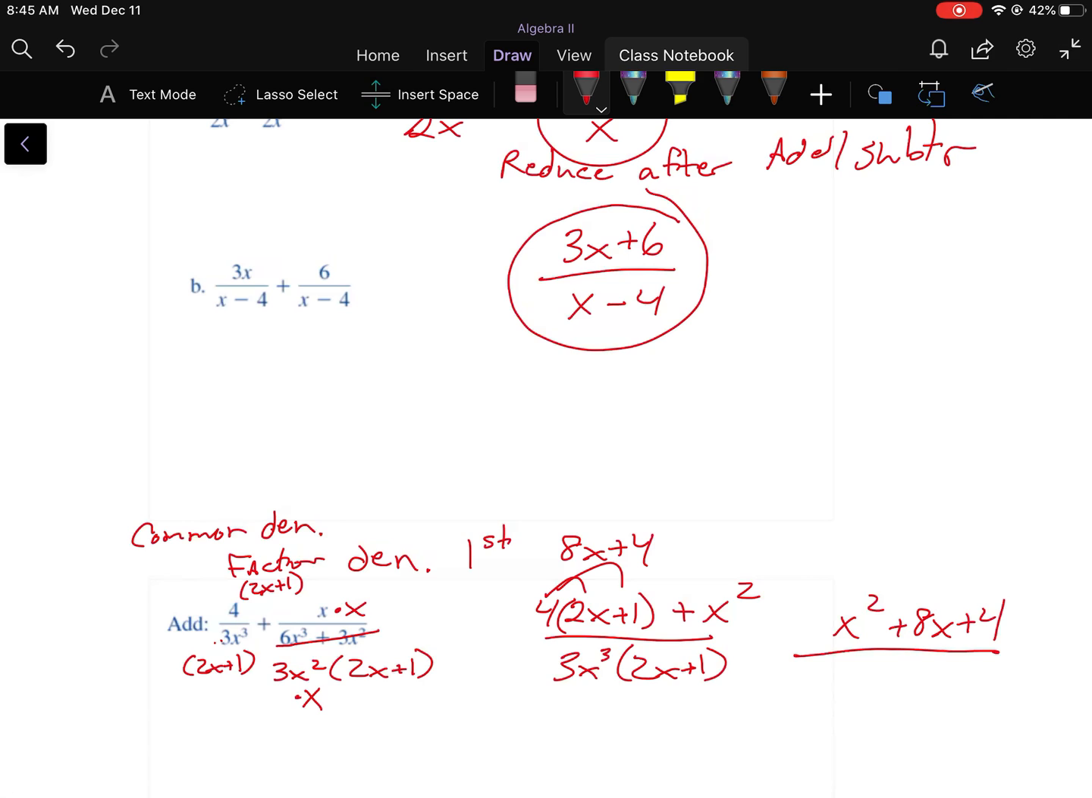Now, that's not factorable. The numerator is not factorable. Sometimes it is. There's my denominator. Don't worry about multiplying this back out, because eventually I would try to factor that to see if anything cancels out. But there you go. That's them added.